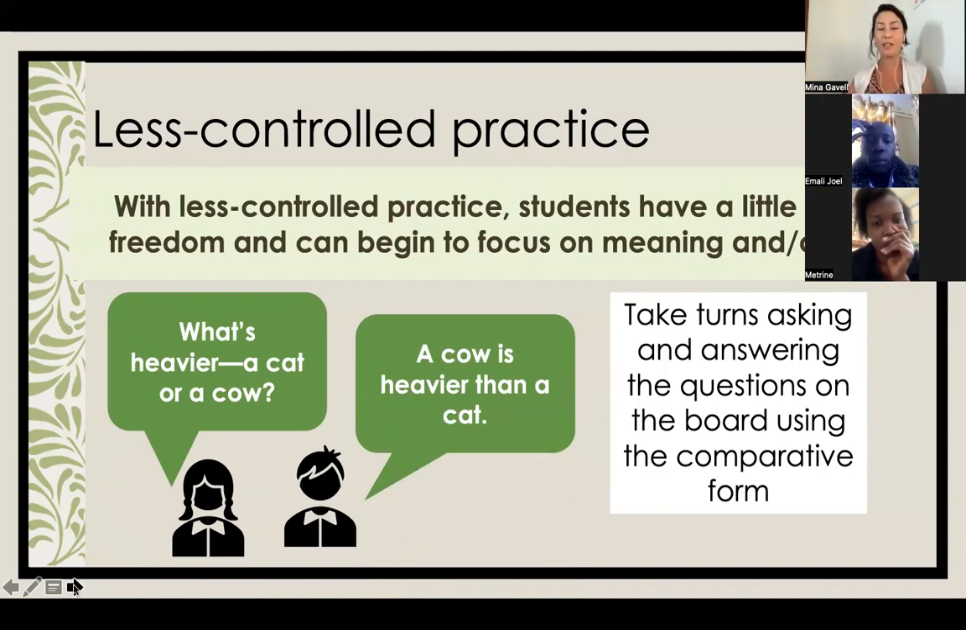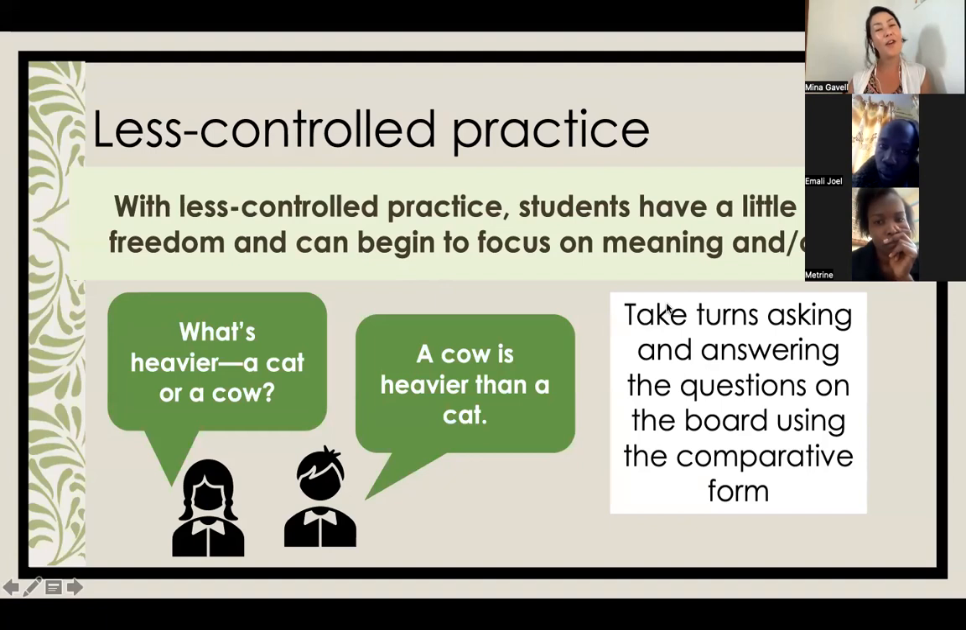So here they still have to focus on form and they have to create the sentence, but they have to make meaning. If a student says a cat is heavier than a cow, that shows me that even though they can use the form, they don't understand the meaning. Or maybe it's a really big cat and a really small cow, but that doesn't seem very likely. It is an odd adjective.